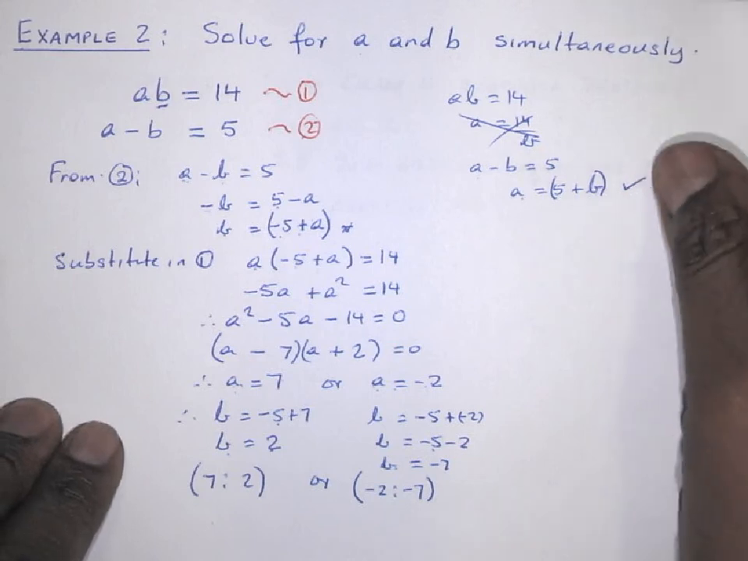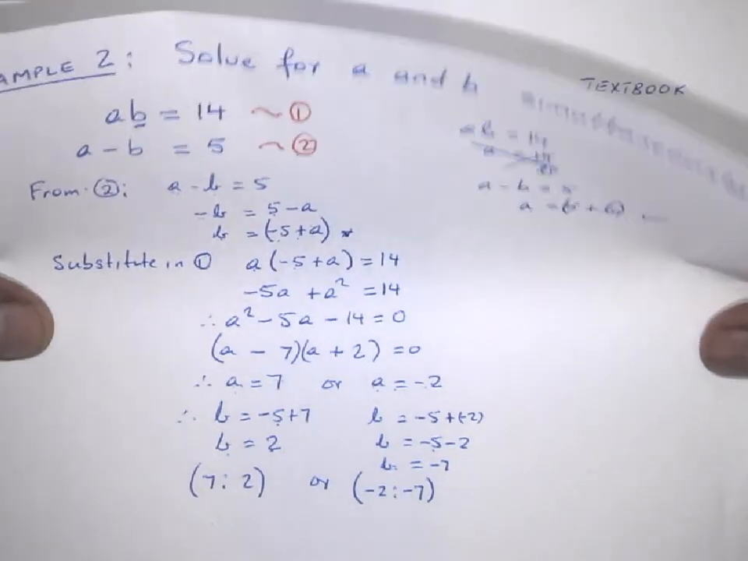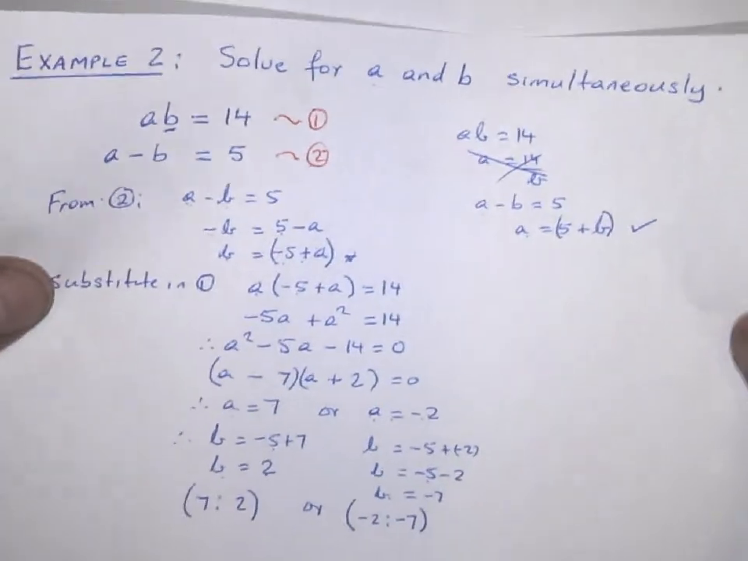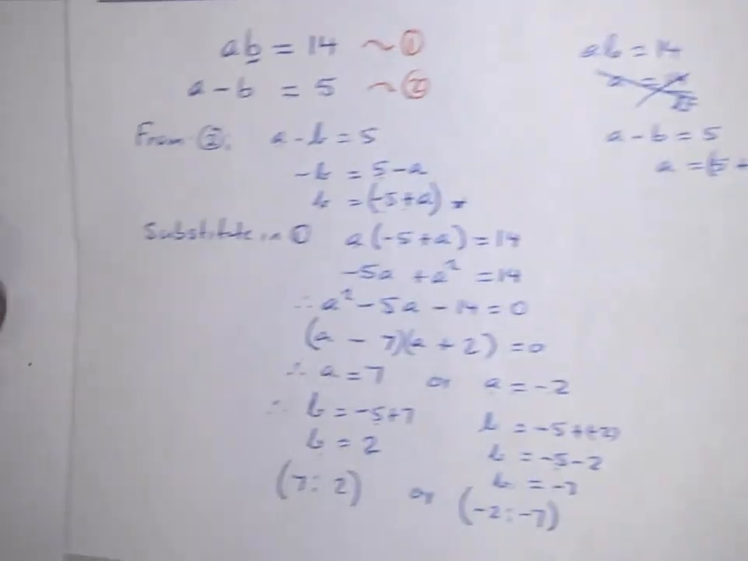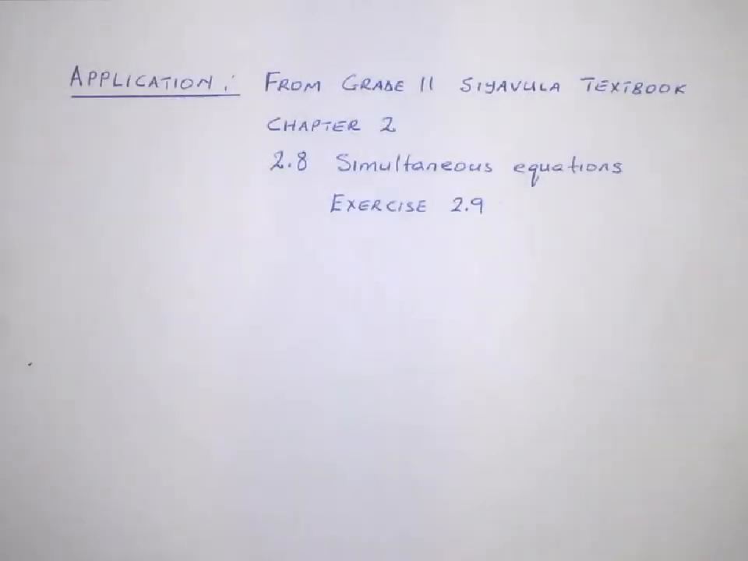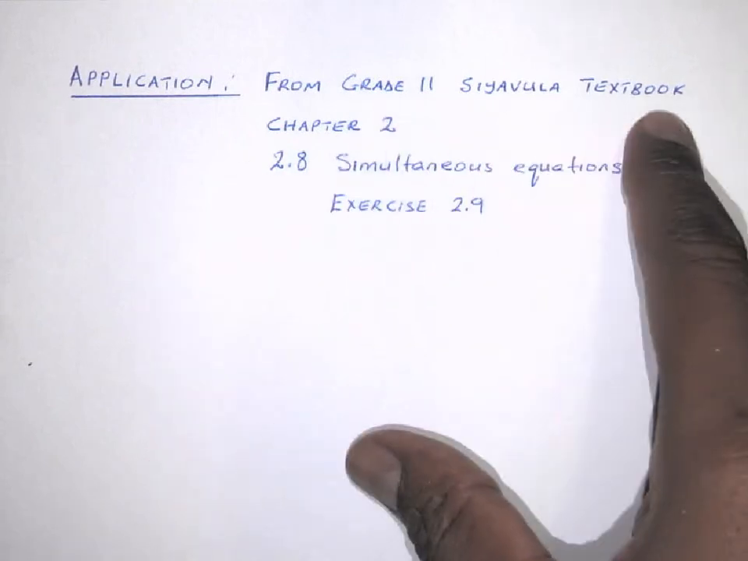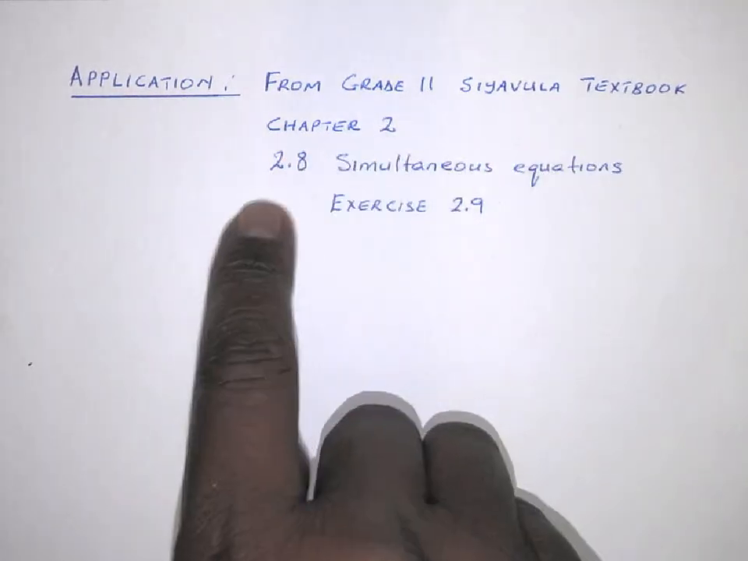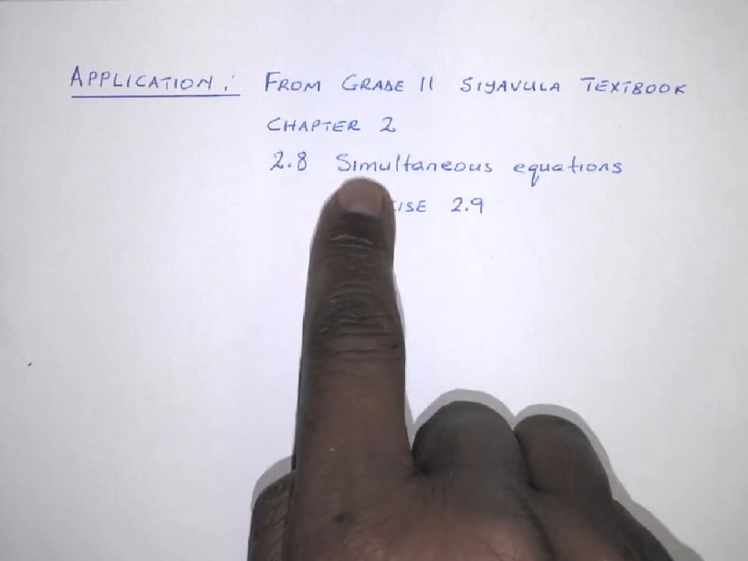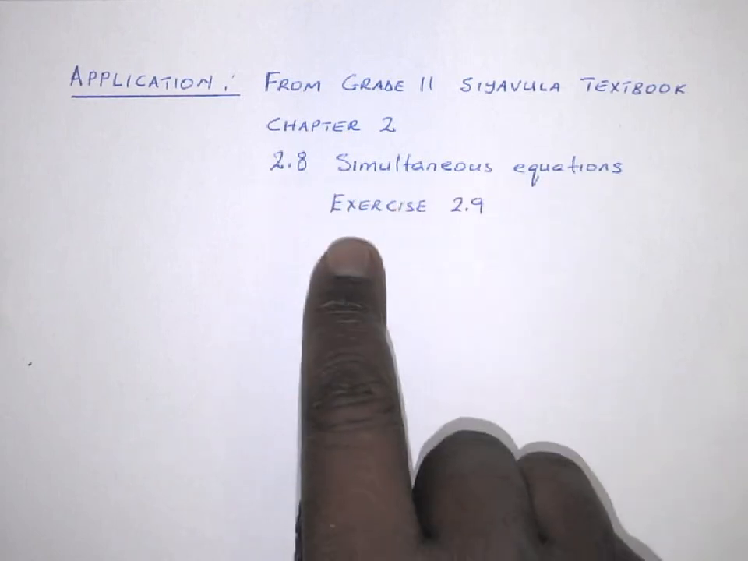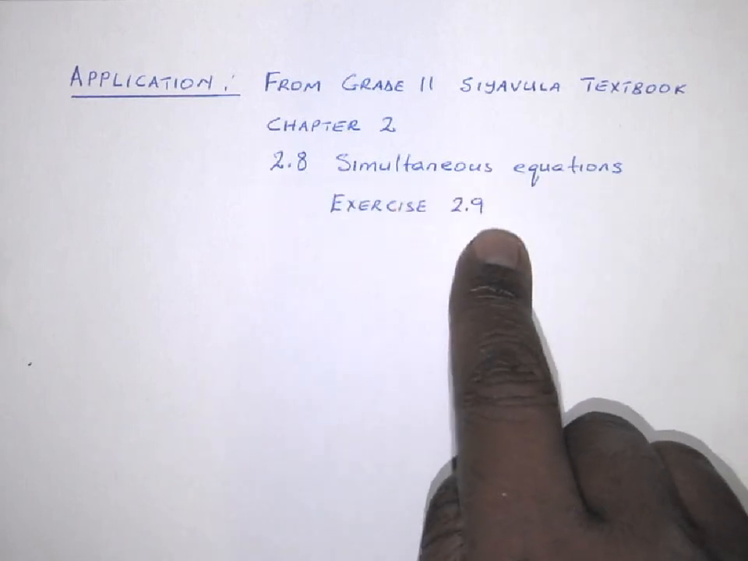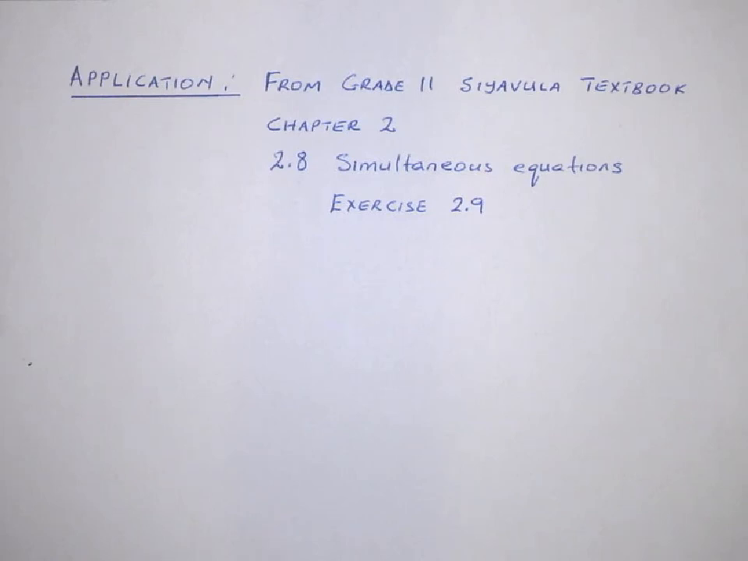Okay? Now, on your own, you can try these. They can come in different forms, but as time goes on, you'll understand how to do these things. Okay, on your own now, from your grade 11 Siyavula textbook, in chapter 2, you just do 2.8. It says they're simultaneous equations. You do exercise 2.9. They are simple equations to solve. Try your best. If you can't factorize a quadratic, remember you still have a formula that I taught you how to use.